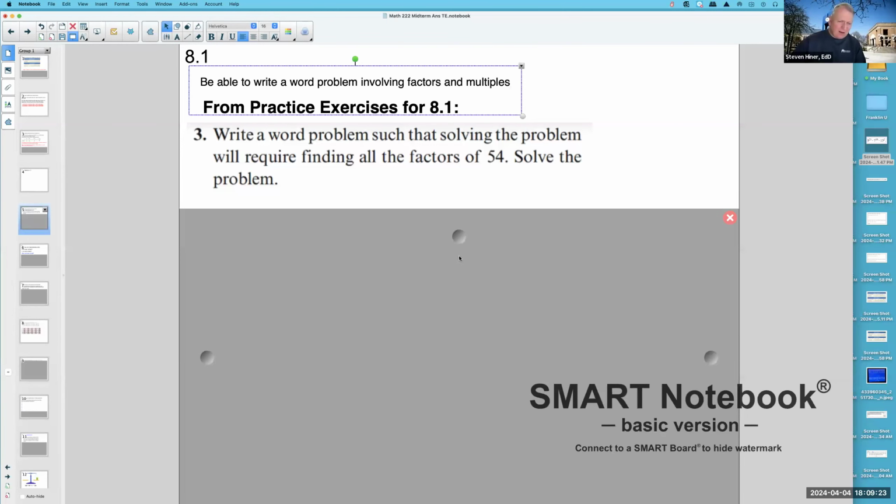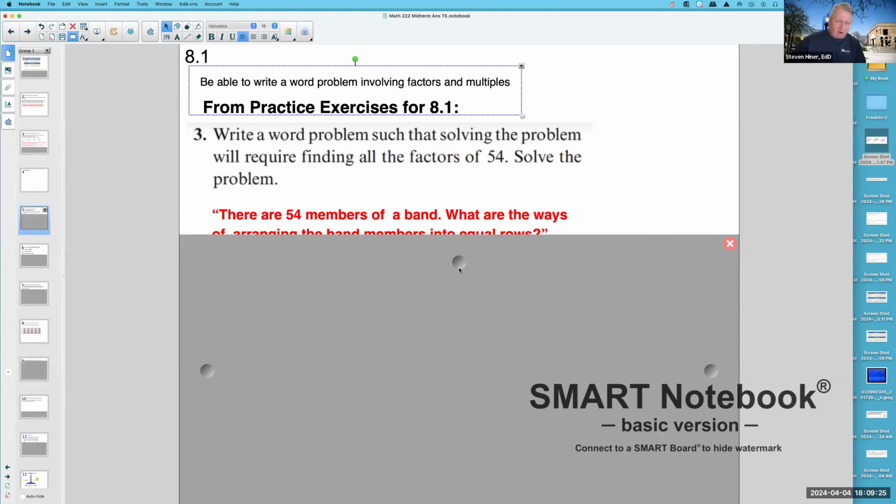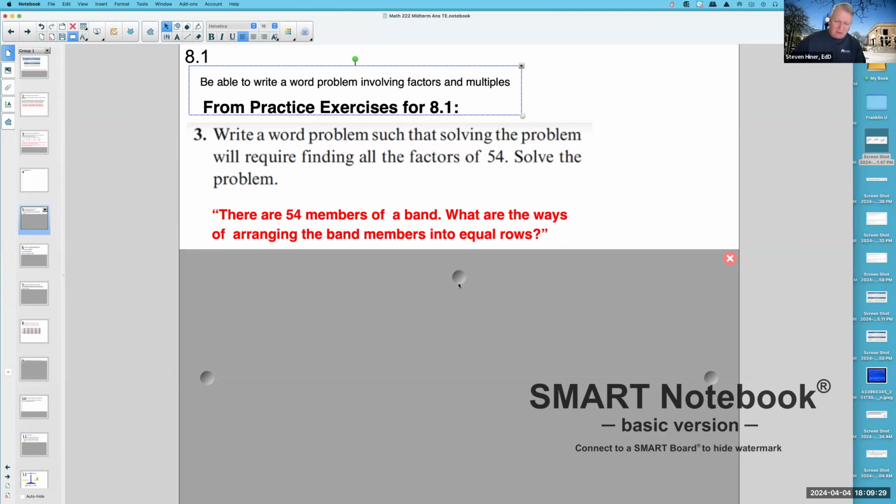So an example I came up with, there are 54 members of a band. What are the ways of arranging the band members into equal rows? 9 rows of 6, 1 row of 54, just one big row, 2 of 27, right? So note that in this example, it also wanted you to solve the problem. I honestly don't remember if I put that on the midterm or not, but just make sure you know how to actually solve the problem you write.